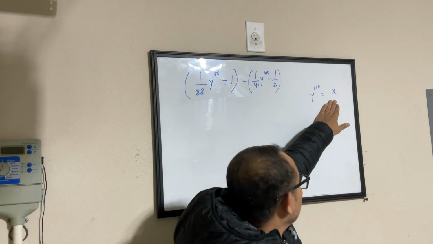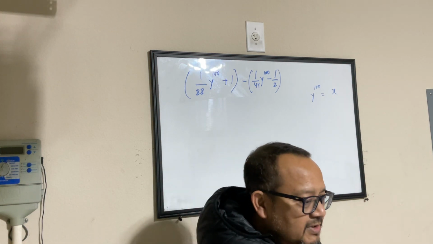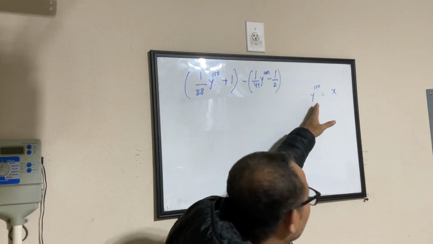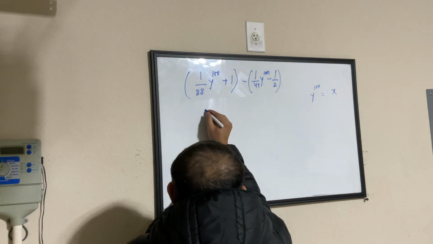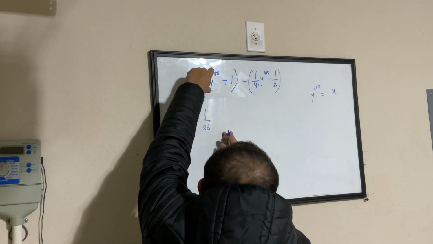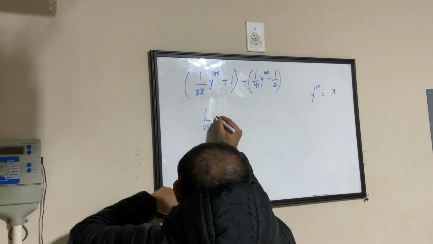So see, I'm a very lazy guy, right? I mean, you guys are full of energy. I'm kind of getting old now. Not getting old, I'm almost old. So what I'm doing is trying to save some energy, making it simple, because my plan is always to make things look simpler. Y to the power 100 is common in both places, so I'll say this is x.